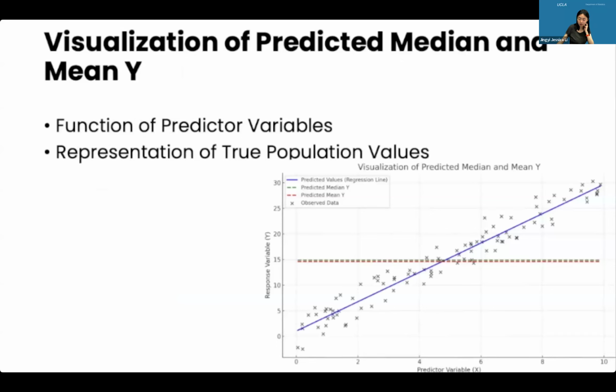The graph here includes the blue lines, which are regression lines showing the predicted values as a function of the predictor variable. The green dashed line shows the predicted median Y value, and the red dashed line is the predicted mean Y value. The black dots are the data points generated in Python.